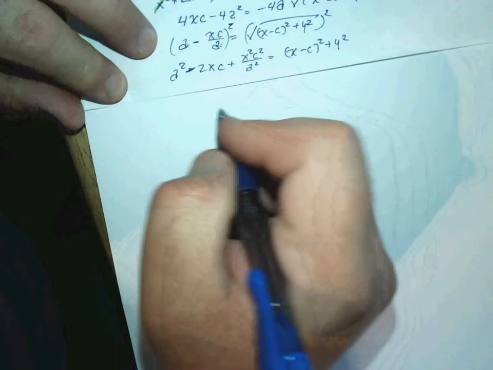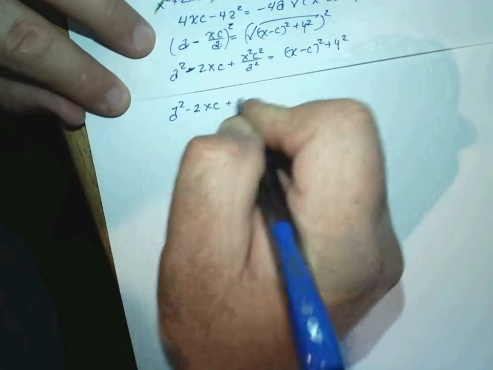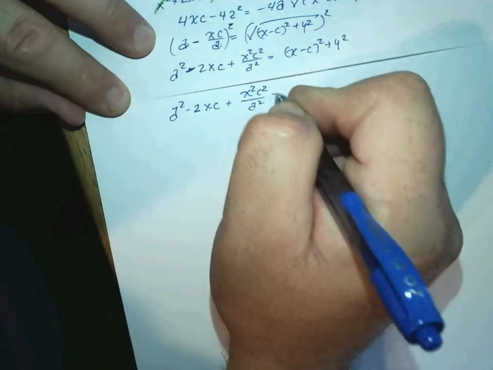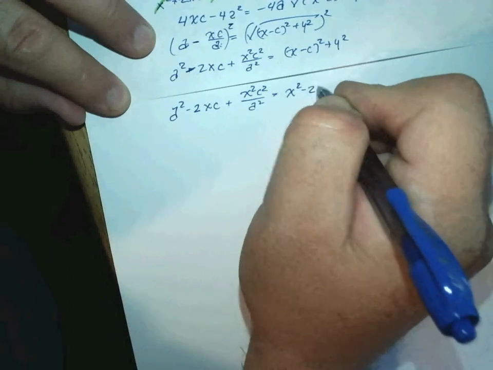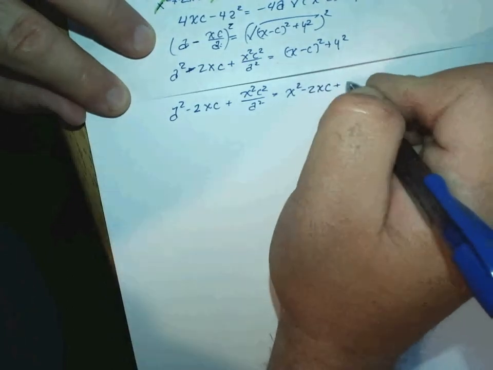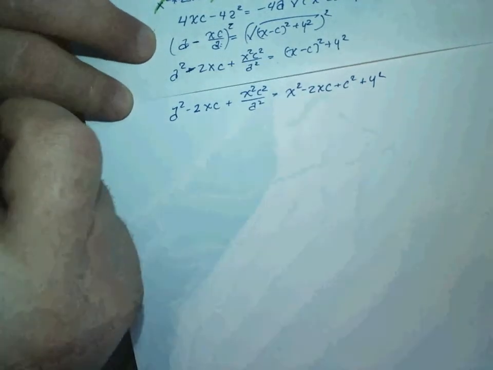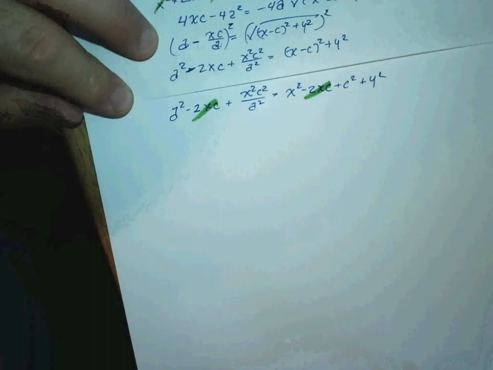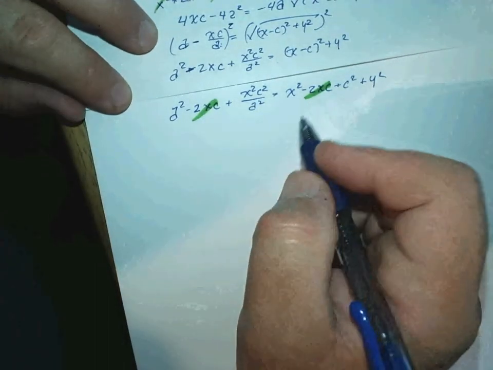All right. So, a² minus 2xc plus x²c² over a². Square this out: x² minus 2xc plus c² plus y². Minus 2xc here, minus 2xc here. Those can cancel from both sides.